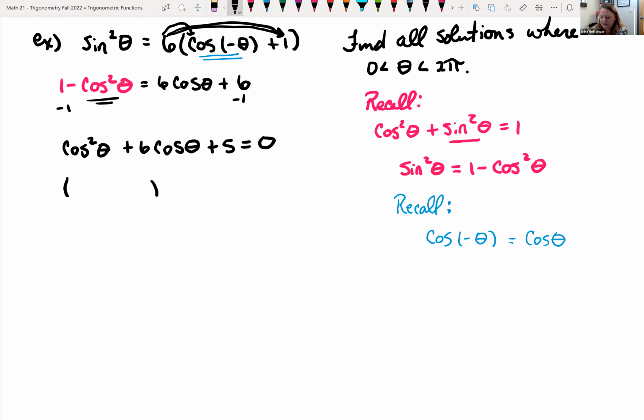So now factor this. Looking at this, there's a 1 in front of my squared function, which makes my life a lot easier. And so I think about what multiplies to give me 5 but adds to give me 6. Well, 5 times 1 is 5, and 5 plus 1 is 6. So those would be the two numbers, 5 and 1. So we can break this down as cosine theta plus 1 and cosine theta plus 5.